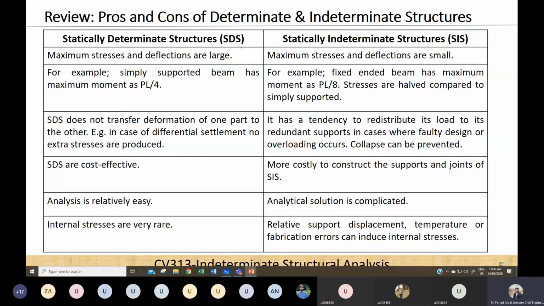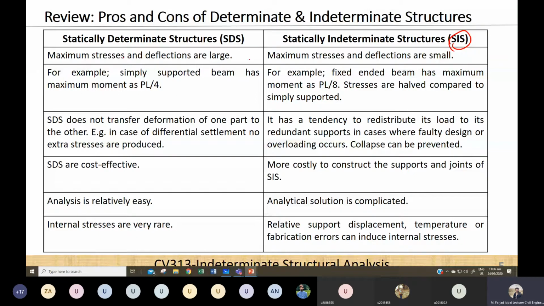So moving on to the lecture, let's study the structural differences between the two types of structures: statically determinate structure and indeterminate structure. I will be using the abbreviation SIS more frequently, so just try to get used to this one.